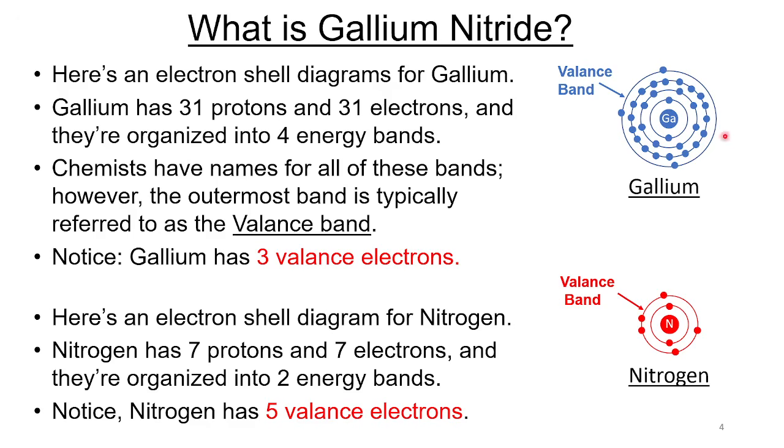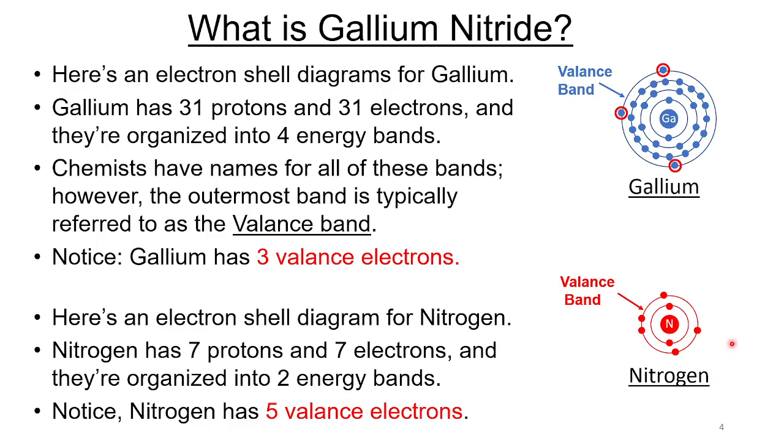This causes the electrons to segregate into very specific energy bands. Up in the upper right corner is an electron shell diagram for gallium. Gallium has 31 protons and 31 electrons, organized into 4 energy bands as shown here. The outermost band is typically referred to as the valence band, and the electrons in it are called valence electrons. Notice gallium has 3 valence electrons.